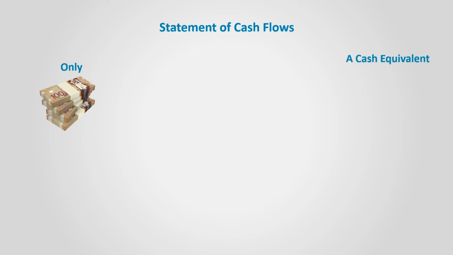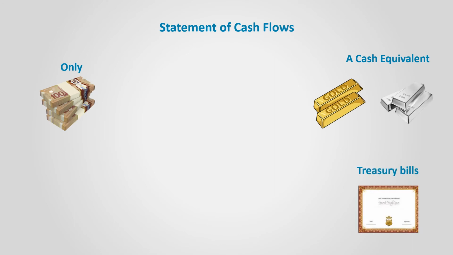What is included in the statement of cash flows? Always remember that only cash and cash equivalents are included in the statement of cash flows. All currencies are cash and are included. Cash equivalents are assets that can be readily transferred into cash, since there is a ready market to sell them, such as gold, silver, and government treasury bills.